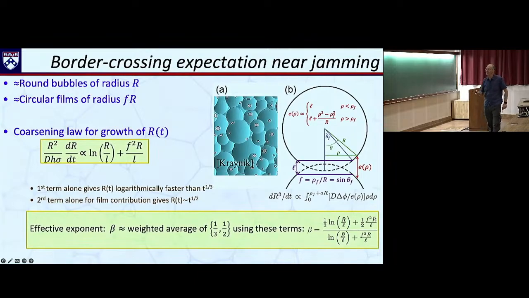What I'm going to do is take a weighted average of the exponents based on the size of these two terms. So beta is going to be 1/3 times this term plus 1/2 times this term, normalized. So it's the weighted average of these two terms. This is going to be my effective exponent.